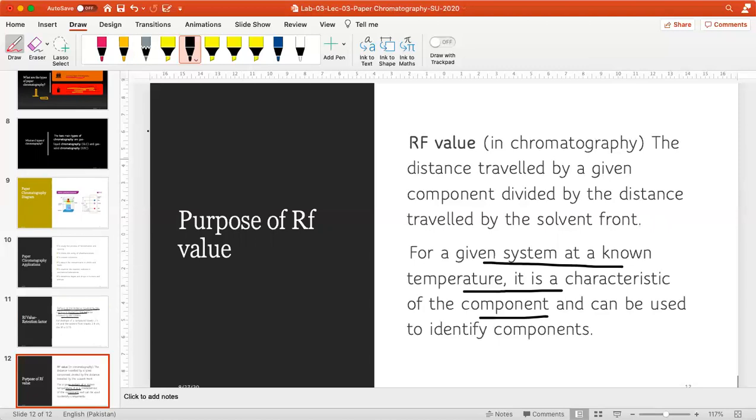So this is all about your lecture for the paper chromatography, and I will upload the assignment also.